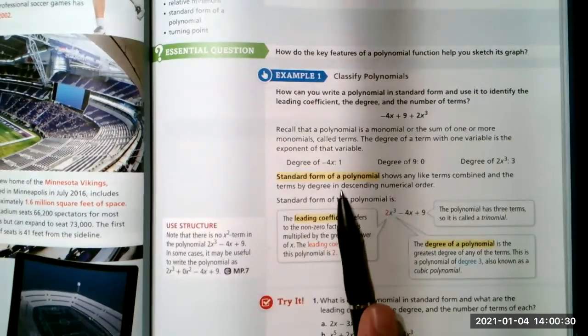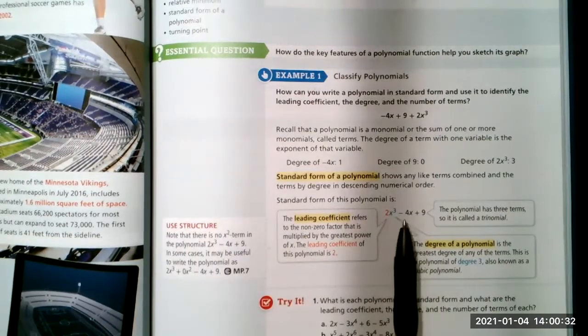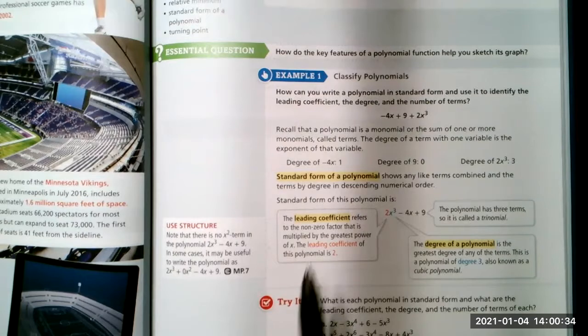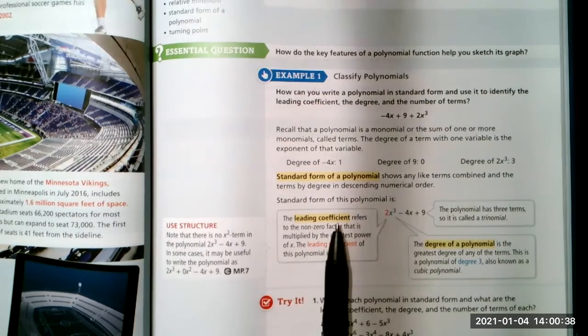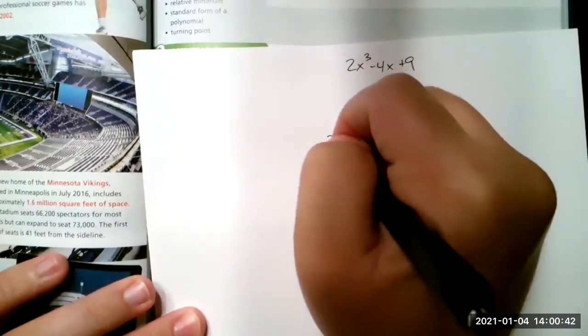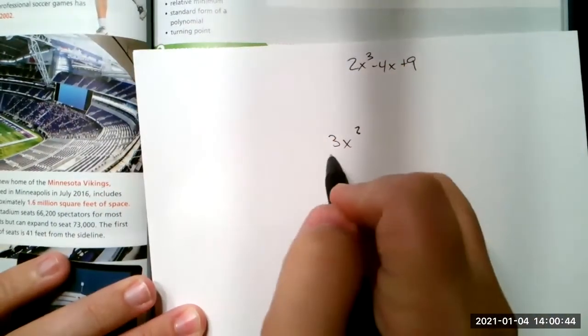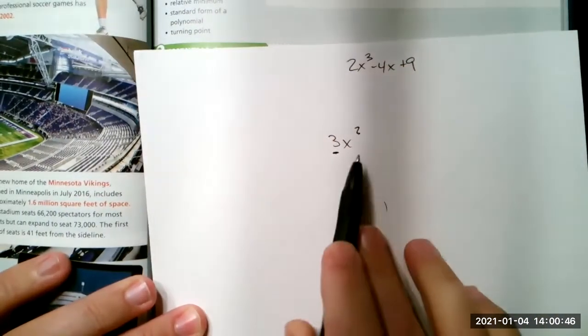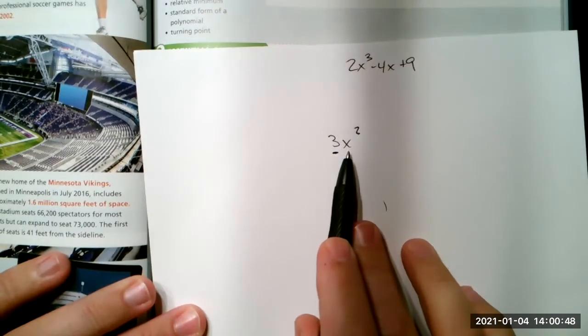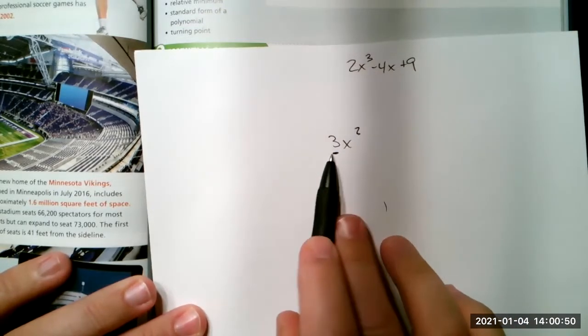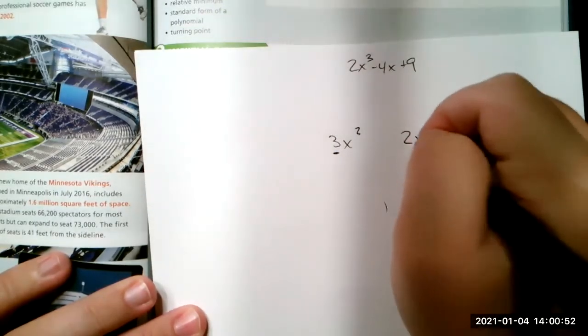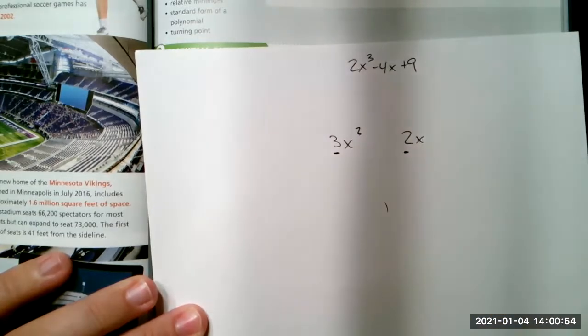Standard form of a polynomial, we already kind of just talked about that, so here's the standard form. They're saying a couple other vocab words here, leading coefficient. So remember, a coefficient is the number that's in front of the variable, right? So 3 is my coefficient here. 2 is my coefficient.